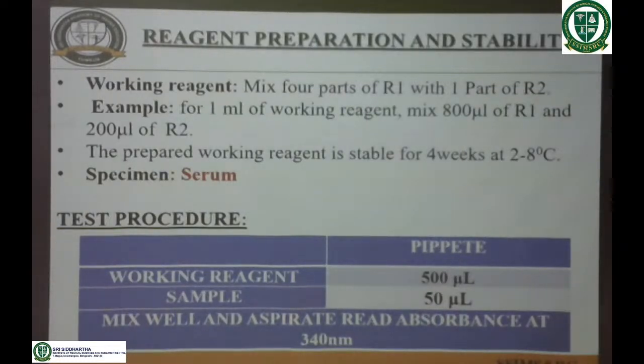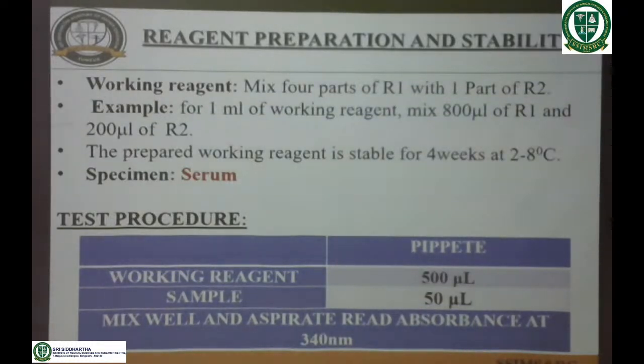For the working reagent, we have to add 4 parts of R1 reagent with 1 part of R2. For example, if you have to prepare 40 ml of the reagent, you have to take 30 ml of R1 and 10 ml of R2 reagent and mix well. That will prepare the working reagent.